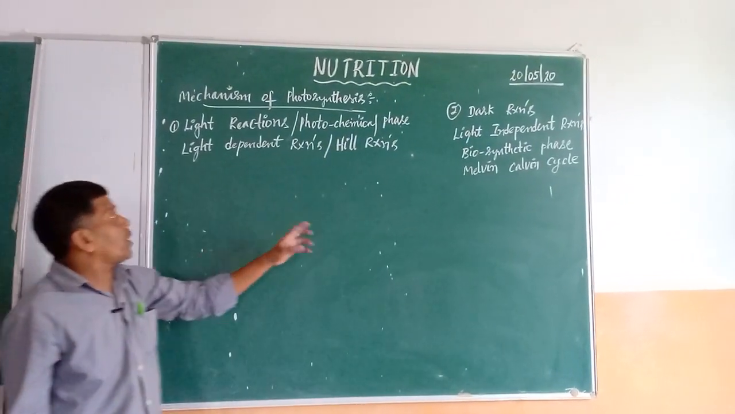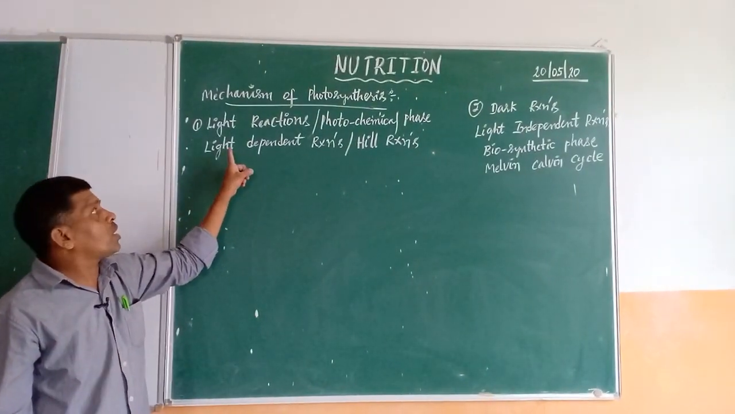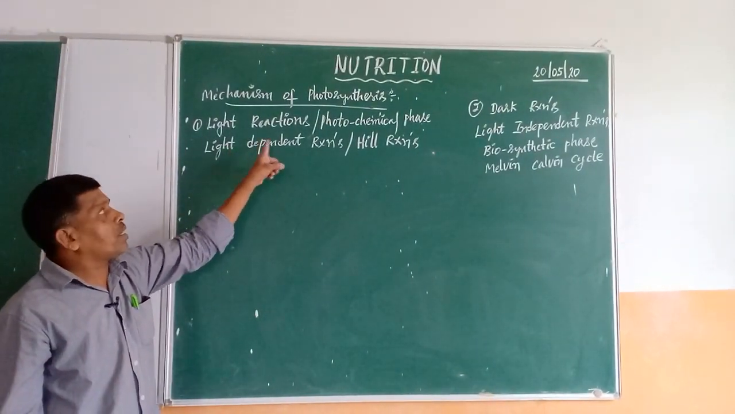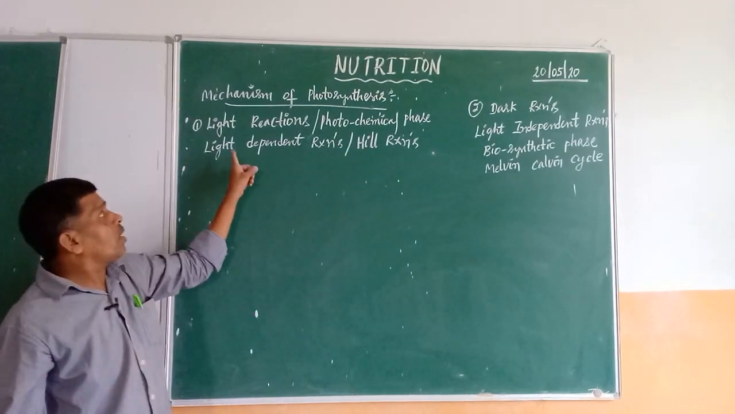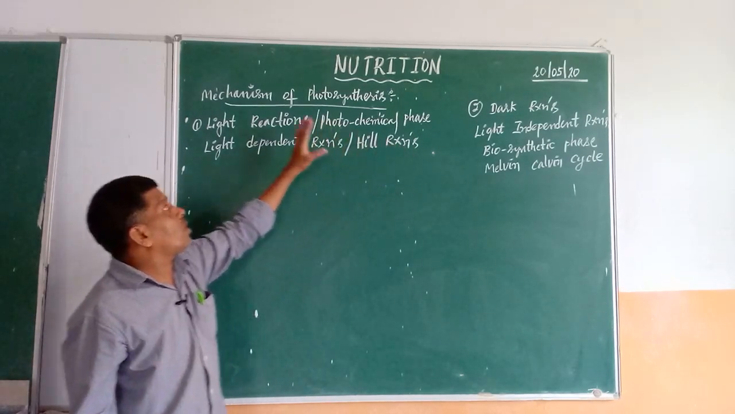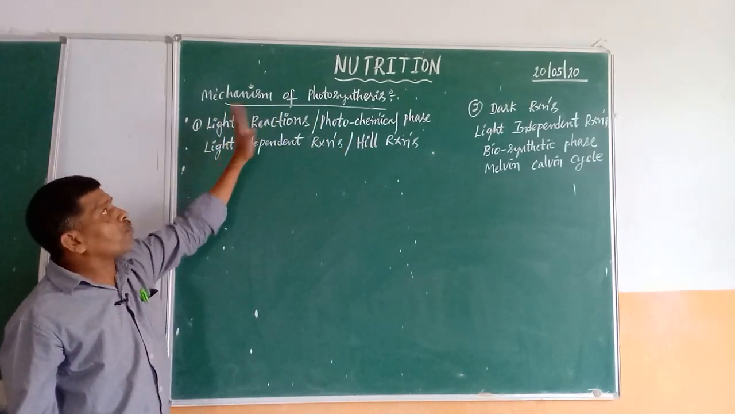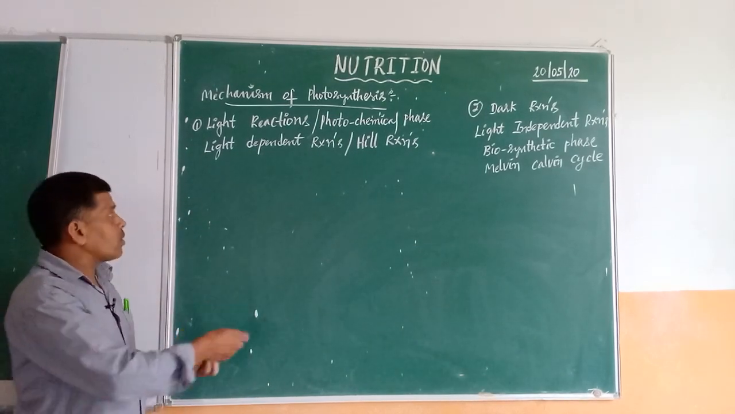Photochemical phase, right? Because it is compulsory to have light here, these reactions are also called light dependent reactions or Hill reactions. Once again, light dependent reactions or Hill reactions. So this is the first part of the mechanism of photosynthesis, right? Now let us move into the stepwise reactions here.